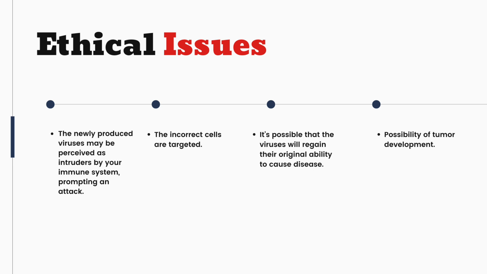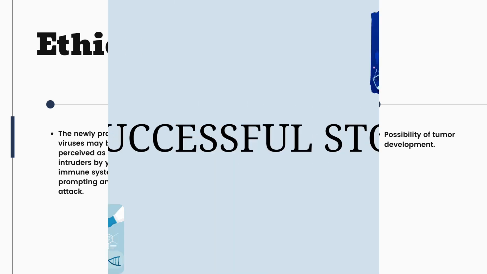And the last one is the possibility of tumor development. If the additional genes are placed incorrectly in your DNA, tumors may develop.